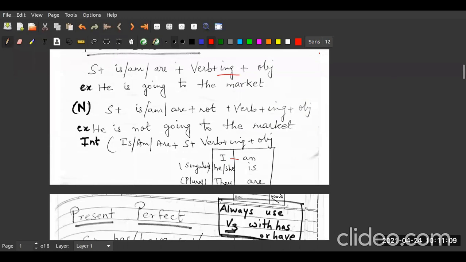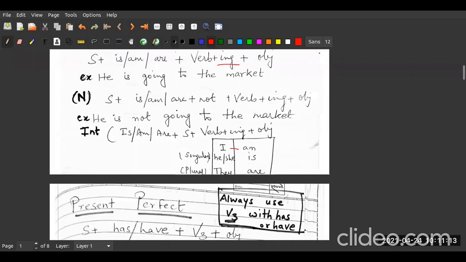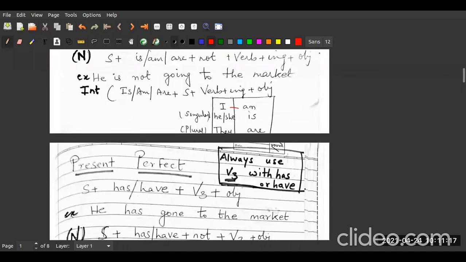With is, am, are, whatever is there, you use not, plus then not. And making interrogative is also very easy. Is, are, am plus subject plus verb plus ing plus object. दो जो वर्ड है उसका पोजीशन आगे पीछे कर देना है.